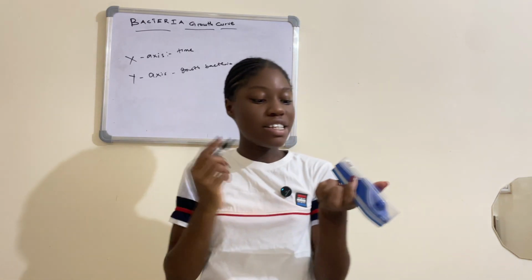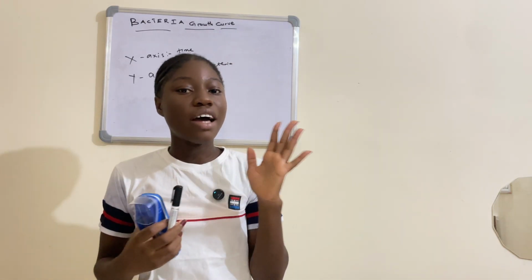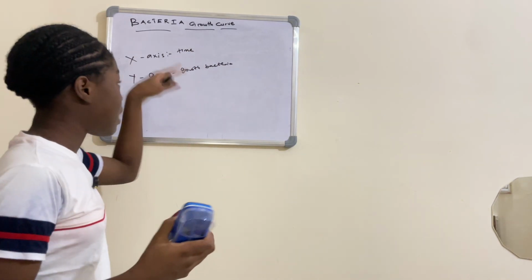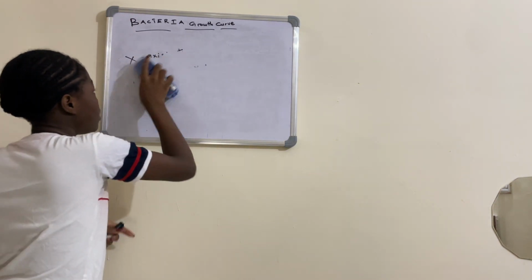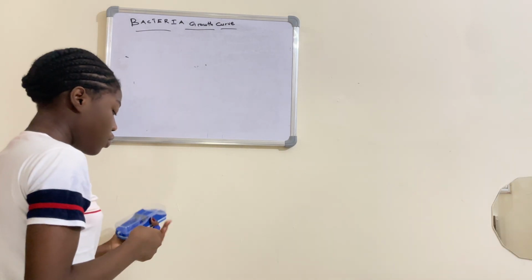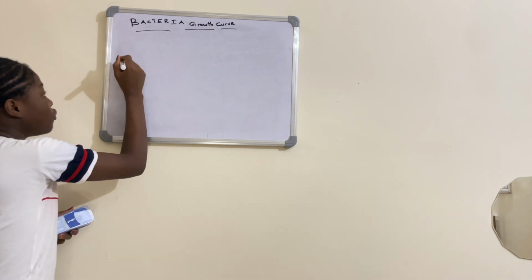So let's move on. Before we can understand the bacterial growth curve, we have to understand that there are four phases, right? We are going to come back to this axis. So let's talk about the phases of the bacterial growth curve. There are four phases.